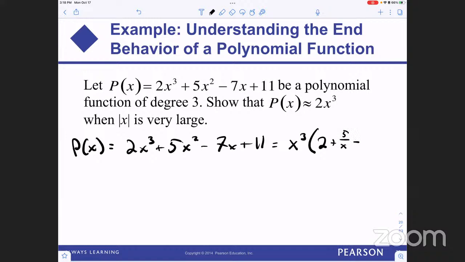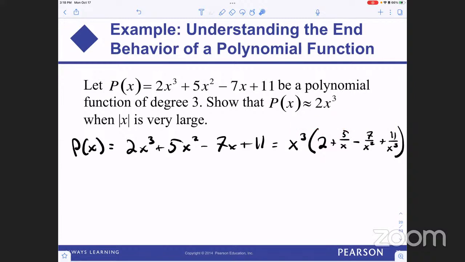Then we're going to be left with a negative 7 over x squared. And lastly, we're going to be left with 11 over x cubed. We could check, because if we were to distribute back, x cubed times 2 is going to be 2x cubed. If you distribute there, you're going to get 5x squared, and so on. You can show that when you distribute back, it works out.